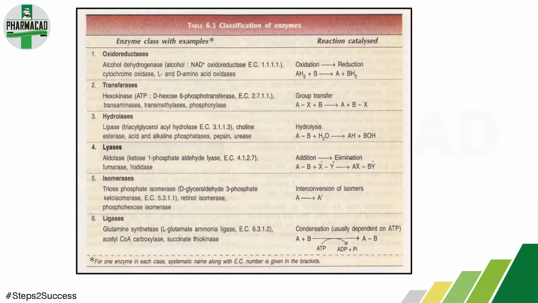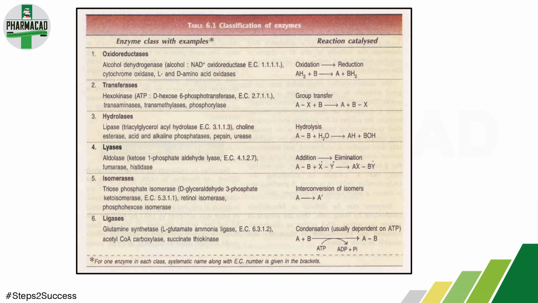According to the International Union of Biochemistry, the enzymes are divided into 6 functional classes, and they are classified based on the type of reaction they catalyze. The first class is oxidoreductase, which carries out oxidation and reduction reactions. Examples are alcohol dehydrogenase, cytochrome oxidase, and so on. The second class is transferase. The examples are hexokinase, transaminase, transmethylase, etc.